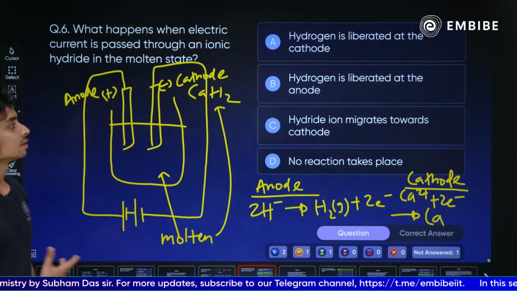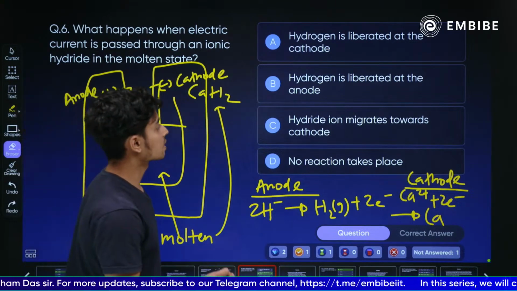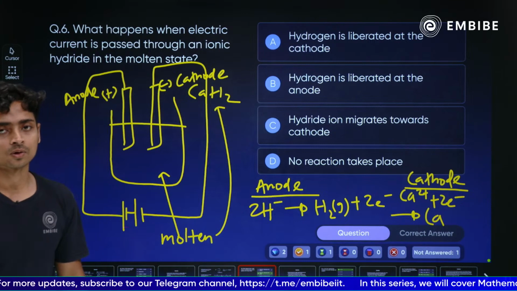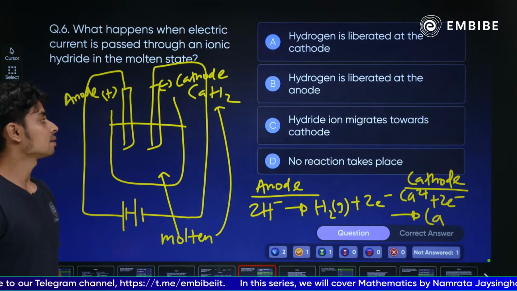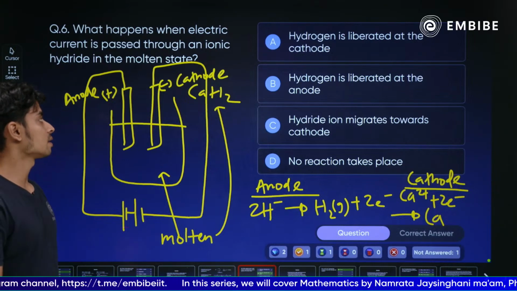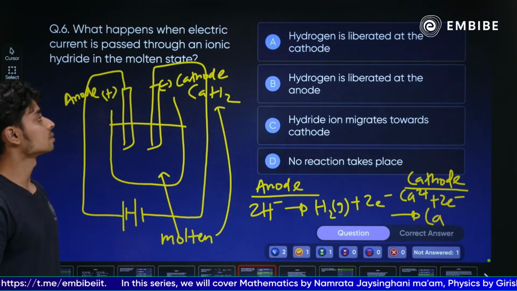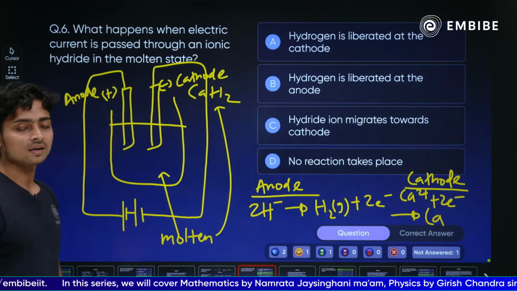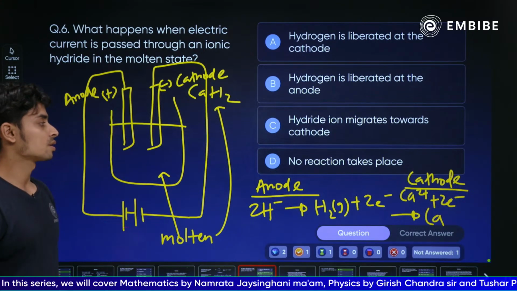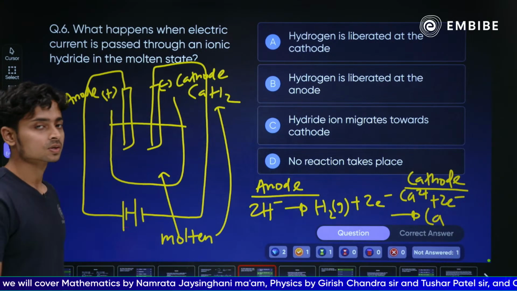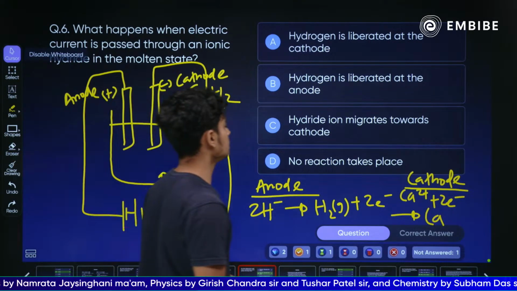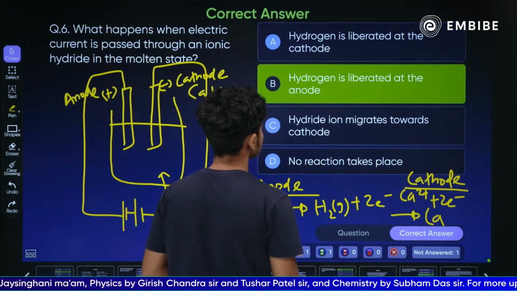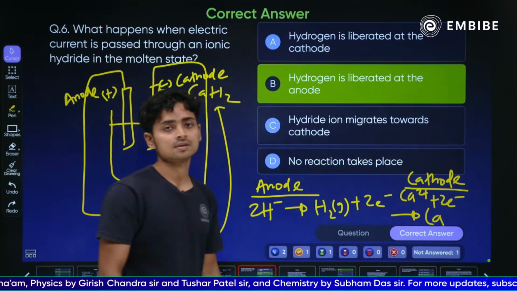So obviously here hydrogen gas is being liberated at your anode. ठीक है, तो ऑप्शन बी सही है। Hydride ion migrates towards the cathode, wrong, because hydride ion is going towards your anode. Hydrogen is liberated at the cathode, wrong, because calcium is getting discharged at the cathode, और no reaction takes place, that is also wrong. So ऑप्शन यहाँ पे आपका सही जो है वो आपका है ऑप्शन बी, बी फॉर बॉम्बे, दैट इज करेक्ट.